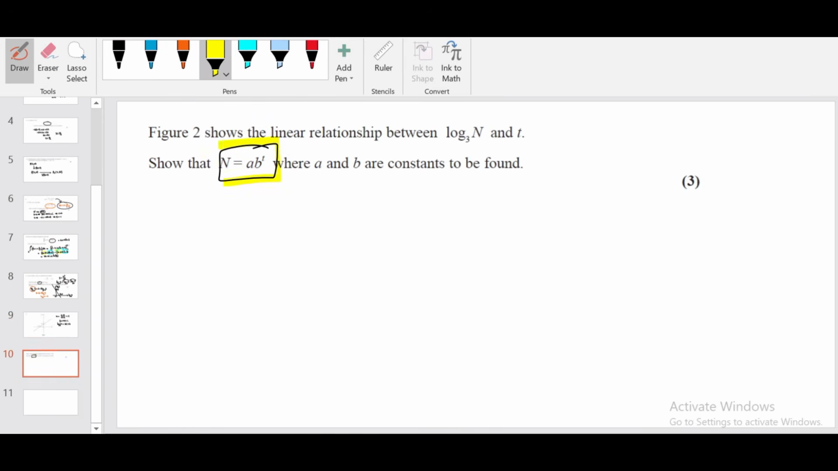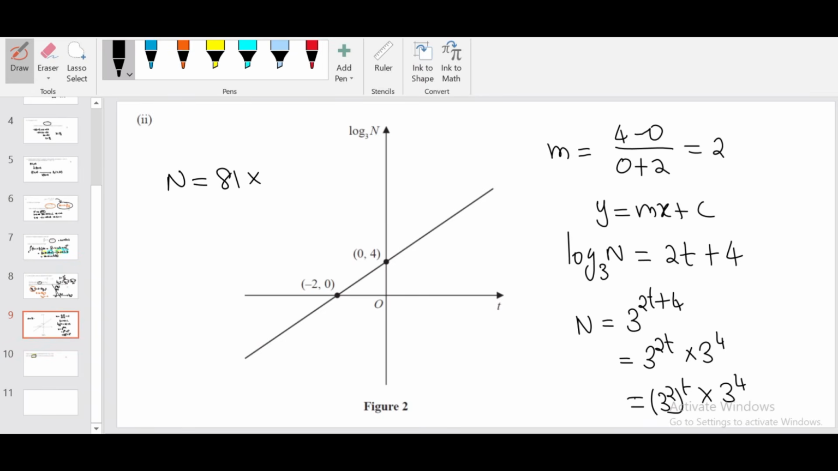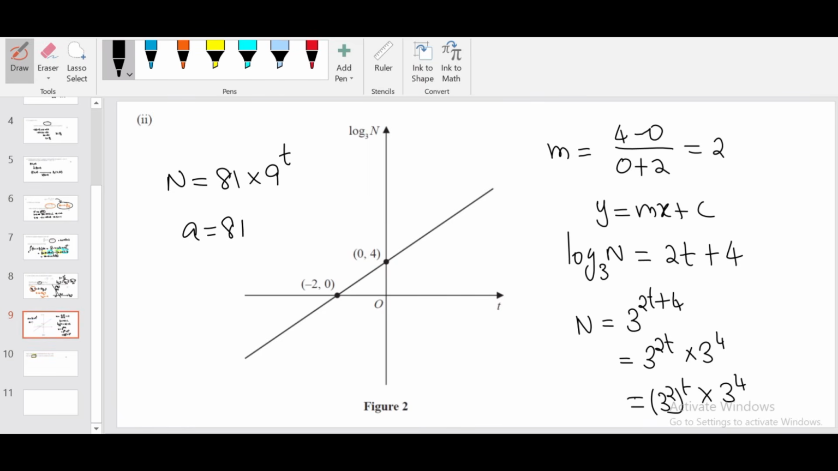But read the question. They want the equation in this form, a times b to the power t, where a and b are constants. So you need to get rid of the logarithm. So when you remove the logarithm, it becomes 3 to the power 2t plus 4. Or when you split it, 3 to the power 2t times 3 to the power 4. Or you can write it as 3 squared to the power t times 3 to the power 4. 3 to the power 4 is 81. N is equal to 81 times 3 squared, which is 9, to the power t. So it looks like a times b to the power t, where a is equal to 81, b is equal to 9. That's all.